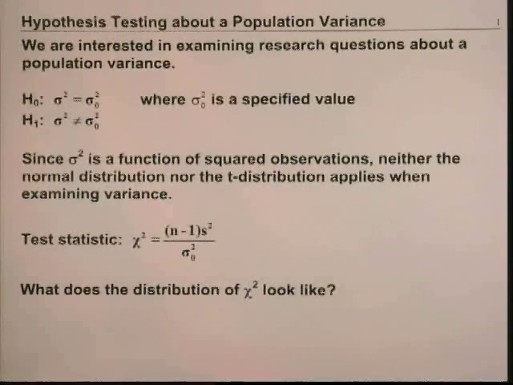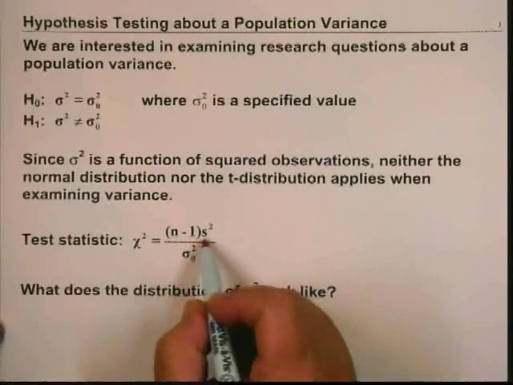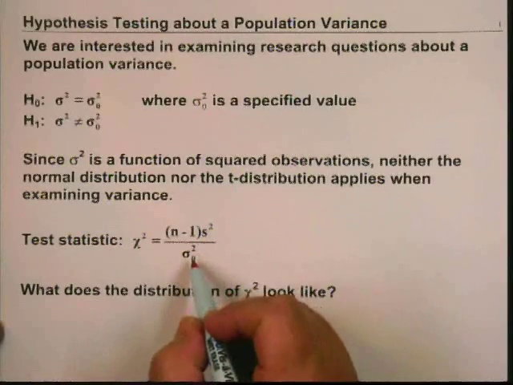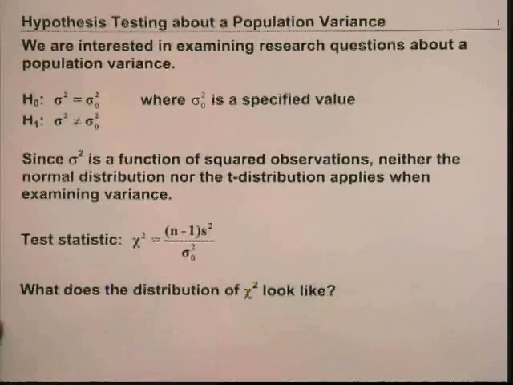Since sigma squared is a function of squared observations, the standard normal distribution or the t-distribution does not apply. What happens with standard normal? The standard normal distribution assumes that we have both positive and negative values, and we're measuring in whatever the units are. Variance is measured in squared units. The test statistic is given by this quotient: sample size minus 1 times the sample variance divided by the hypothesized variance. This is the Greek letter chi, so it's a chi-square distribution.